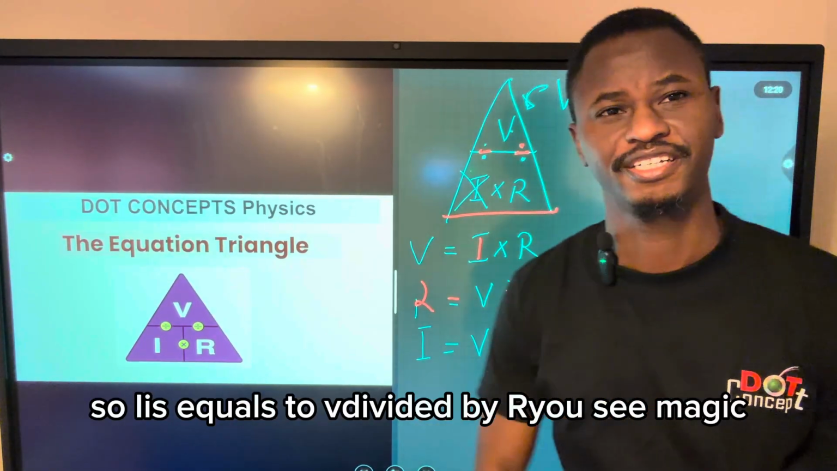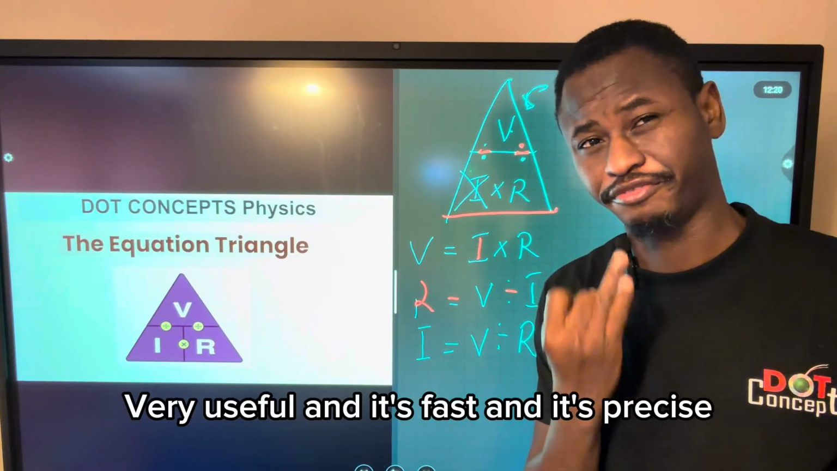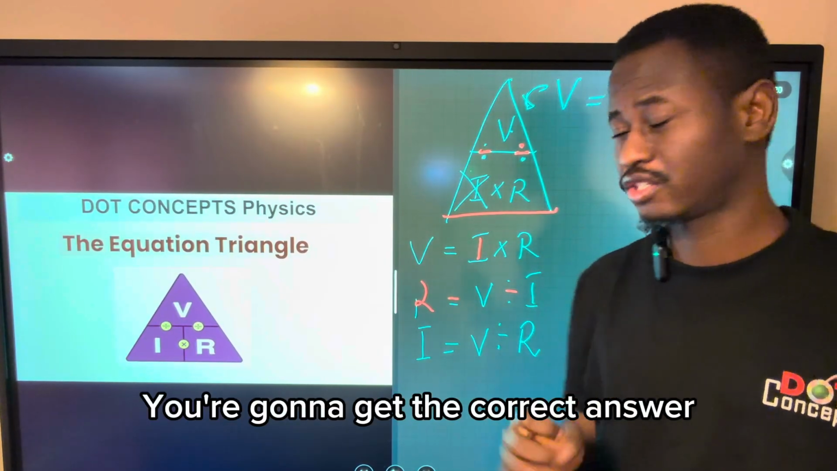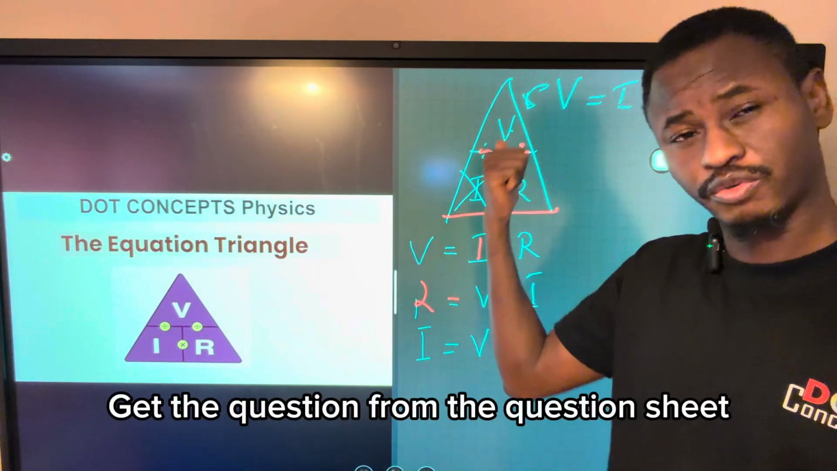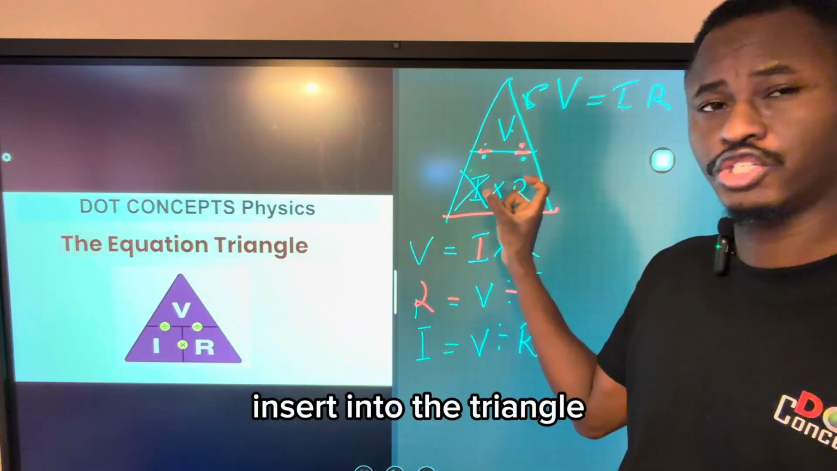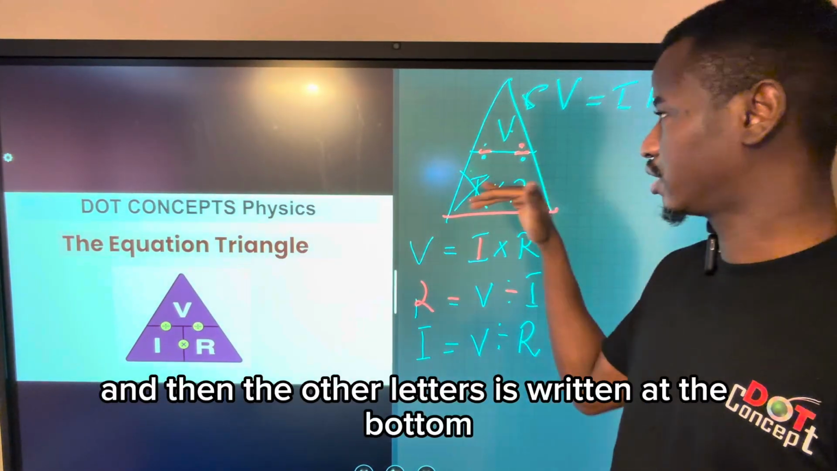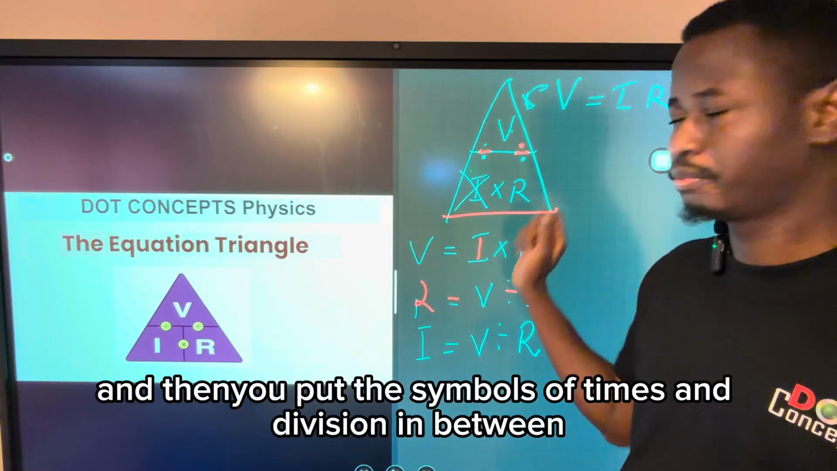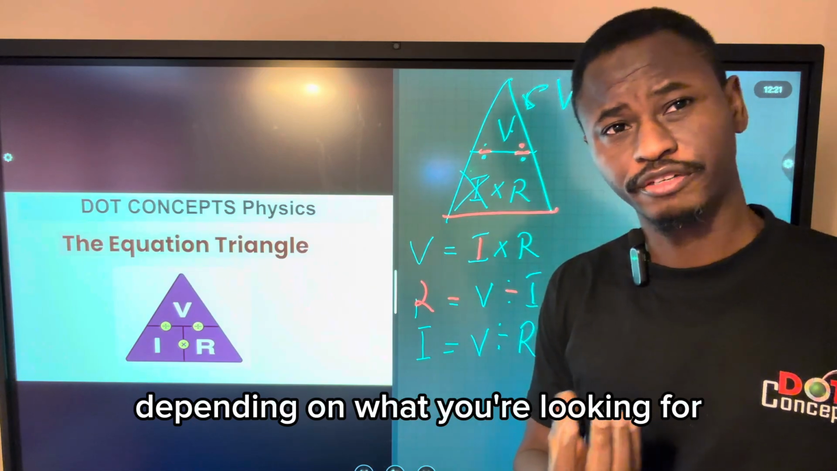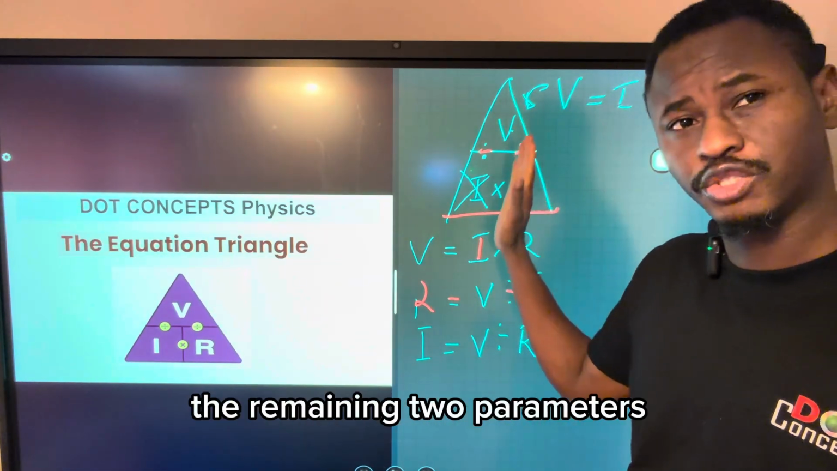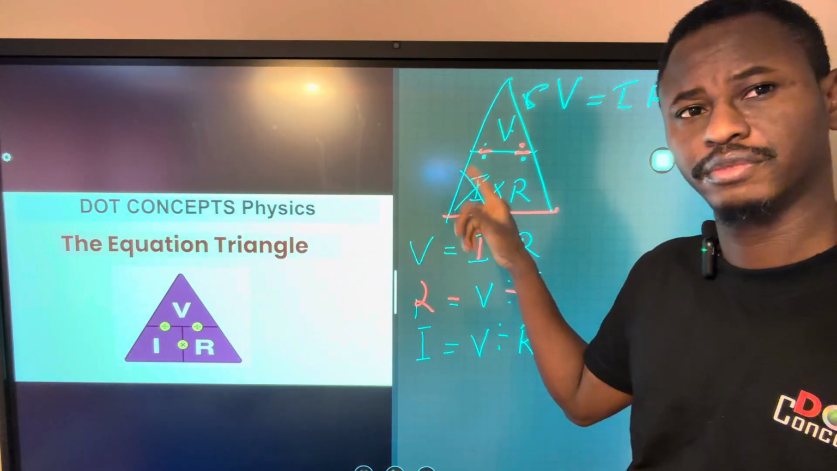You see, magic. This simple strategy to rearrange the equation is very, very useful, and it's fast and it's precise. You're going to get the correct answer if you use this triangle the way it is. First, draw the triangle. Get the equation from the equation sheet. Insert it into the triangle. The first letter is written at the top part of the triangle, and the other letters are written at the bottom. Then you put the symbols of times and division in between those parameters. Depending on what you're looking for, you cover that up. The remaining two parameters, you write them out and then put the sign between them. Easy.